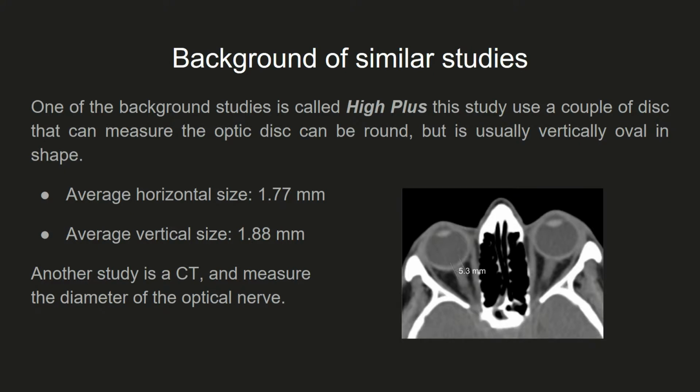Background of similar studies. One of the background studies is called HRT Plus. The study measures the optic disc, which can be round but is usually vertically oval in shape. The average horizontal size is 1.77 millimeters and the average vertical size is 1.88 millimeters. Another study uses a CT to measure the diameter of the optic nerve from the image.